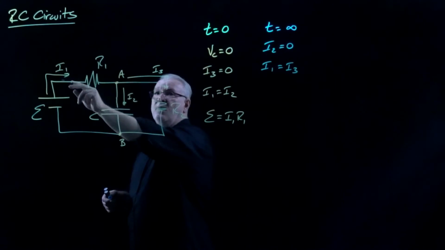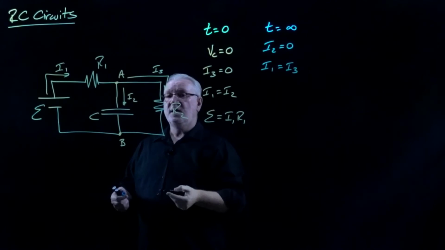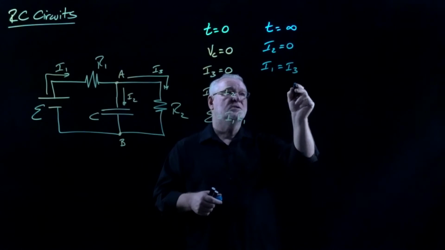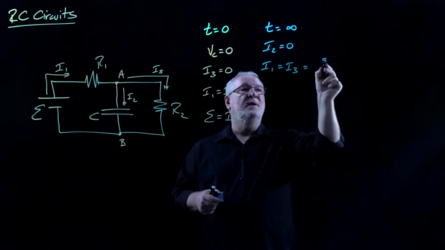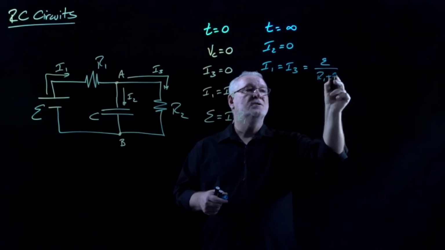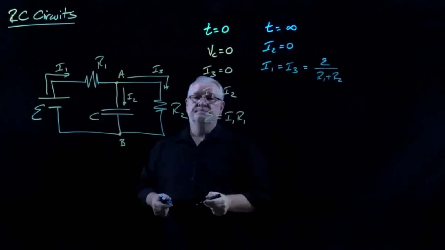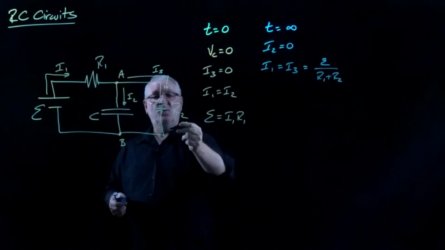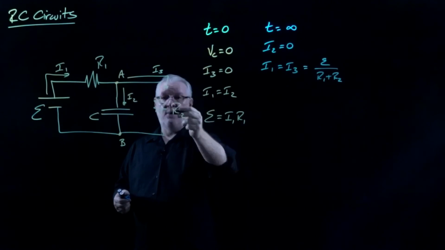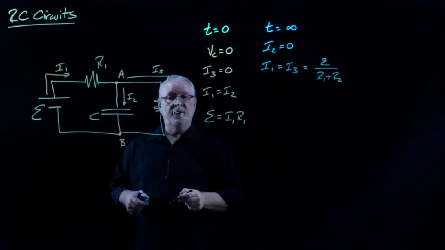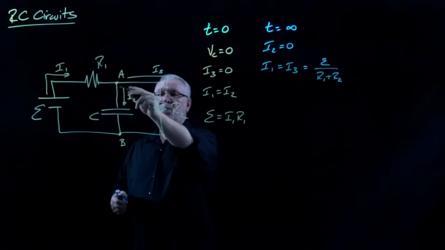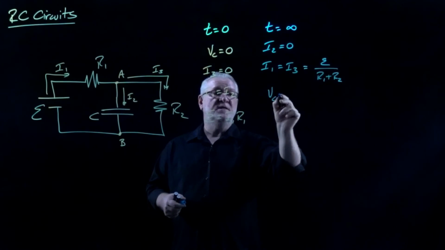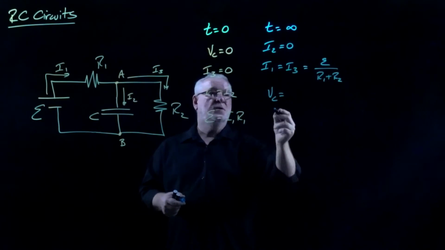So I know that I1, which will equal I3, is also equal to whatever current is necessary to drive the EMF of the battery through the sum of those two resistors. So that current is going to be equal to the EMF of the battery over R1 plus R2. If I know then what I1 and I3 are, I can figure out the voltage drop across I3R2. That will be the voltage drop, and that'll be exactly the same as the capacitor, because I3 going through R2 will produce the same voltage between A and B that the capacitor does. So I also know that at this point VC will be equal to I3R2.